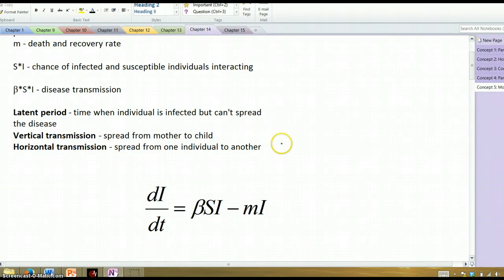And when we have the spread from one individual to another, we generally refer to that as horizontal transmission, but you can, with some cases, speak of vertical transmission, which is the spread from a mother to a child. For example, HIV, the human immunodeficiency virus, can be spread by a mother to her baby during childbirth.